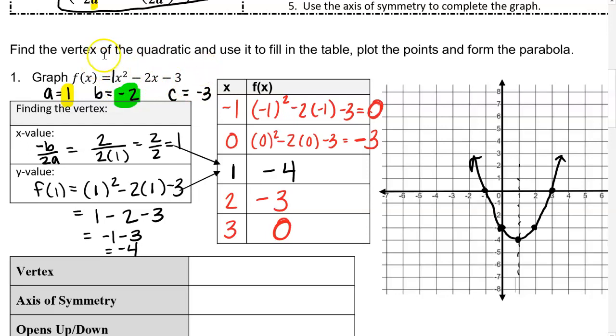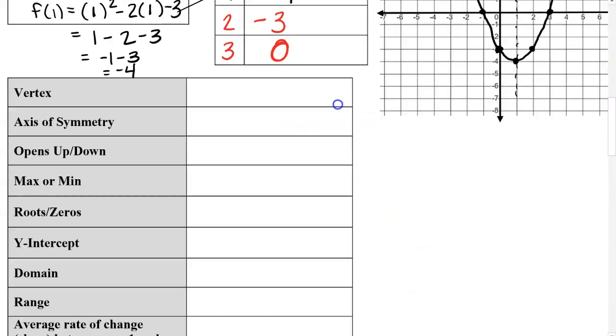Also in standard form, it's pretty easy to see the y-intercept by just putting 0 in. So if you were to substitute 0, the C value is actually your y-intercept. So you should have a y-intercept of -3. Those are just a couple things to quick check your work. Let's do one more example. Again, if you need help answering any of these things, there is also a video on characteristics of quadratic graphs that you can watch.